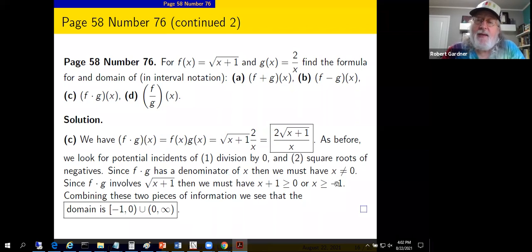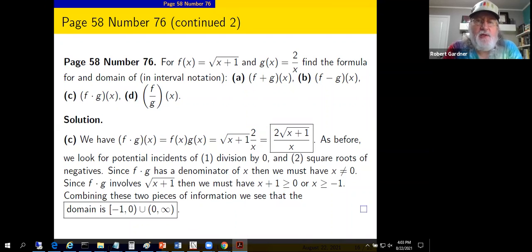Division by zero, x can't be zero. Square roots of negatives are forbidden, implying x is greater than or equal to -1 as before. These are the same two conditions we had before, same domain as we had before.